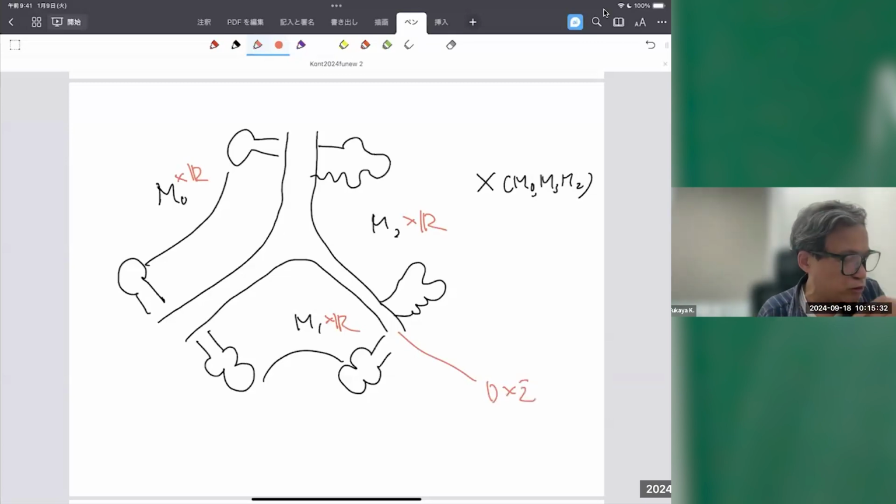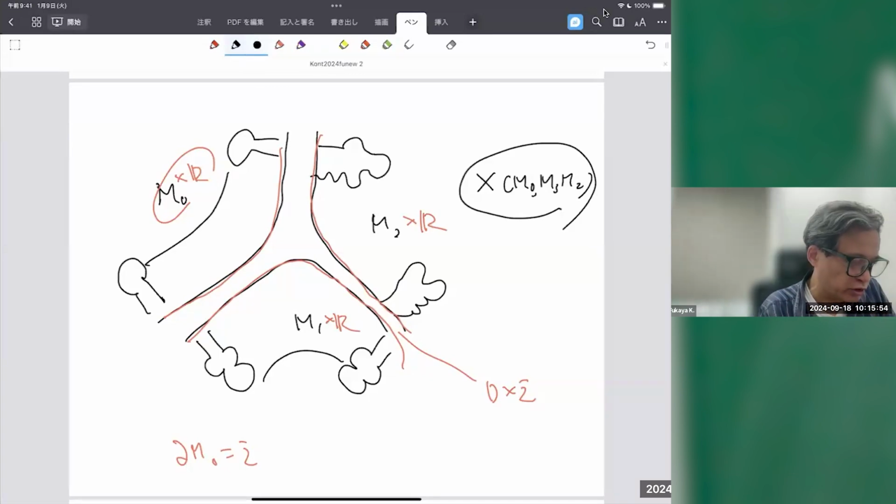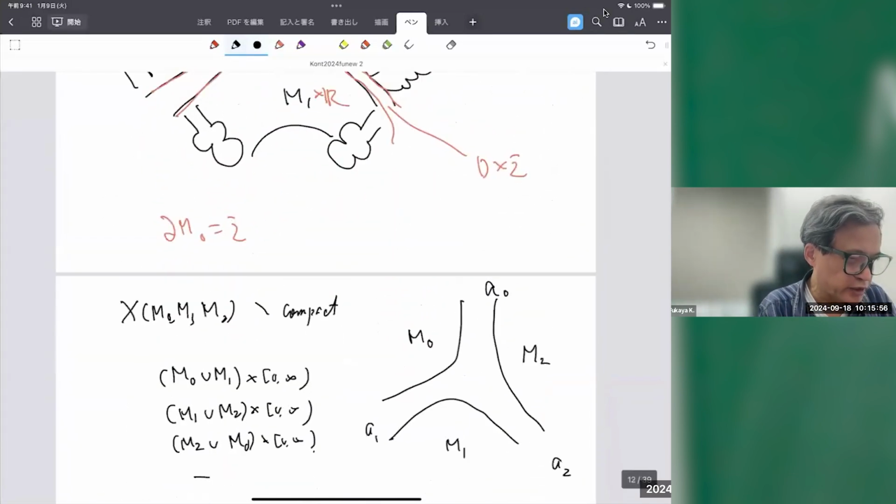Then M0 cross R has a boundary. So the boundary of M0 is sigma, so this guy has a boundary R cross sigma. So you glue them here. And M1 cross R also has a boundary sigma cross R, so you glue them here. And M2 cross R has a boundary, you glue them here. So you have a manifold X, and this X has no boundary.